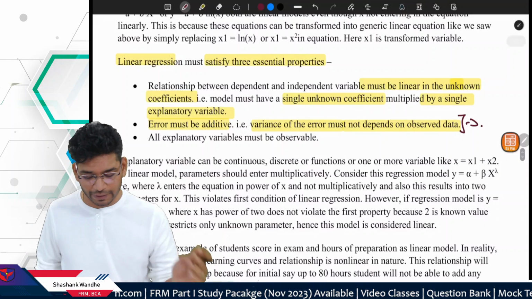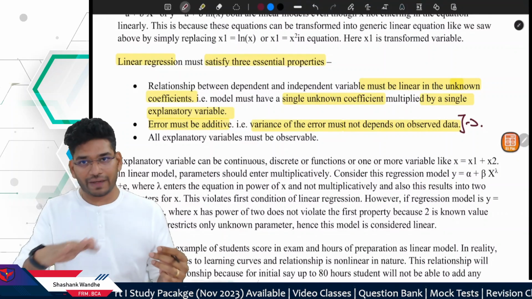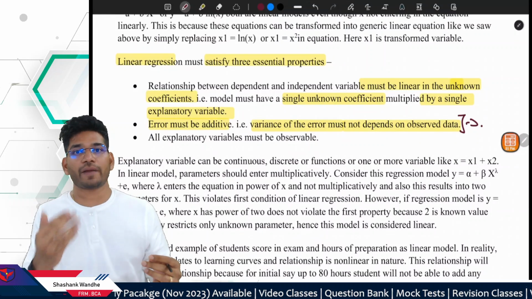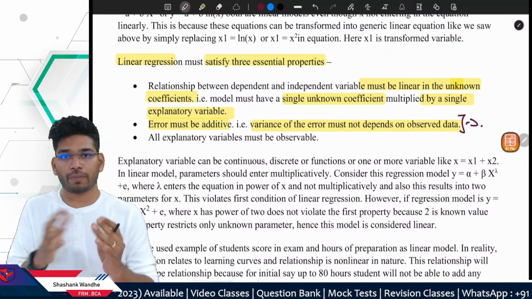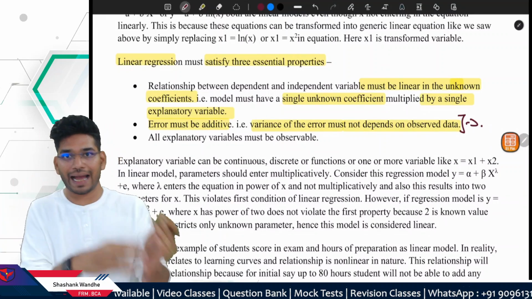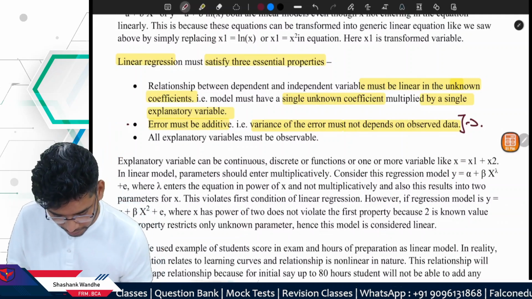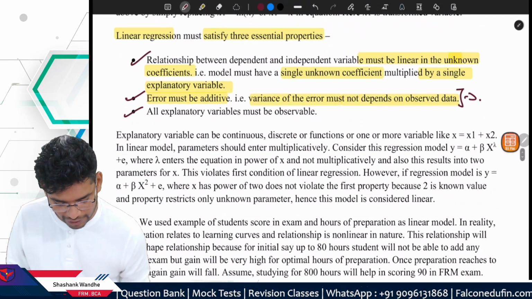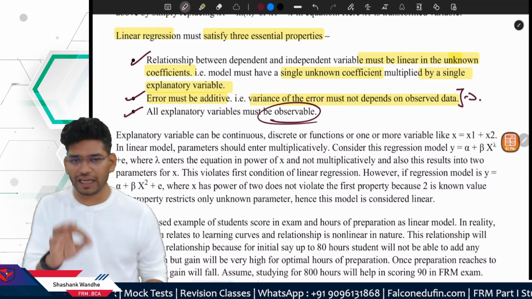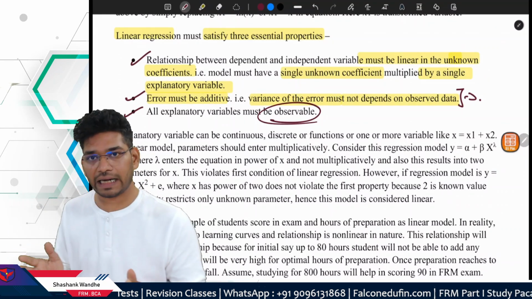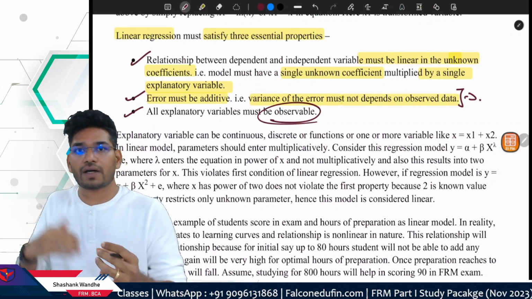You have to remember this meaning. Your observed data means explanatory variable. X should not be able to predict or regress with the error term. Okay, so if you perform the regression analysis of error term and explanatory variable, you should not get any result. So this is the meaning of the statement. Then last is all the explanatory variable must be observable. All the explanatory variable must be observable. The meaning of this statement is very simple. If I have the data of say, again, we take the same example, number of hours of preparation versus the exam score.